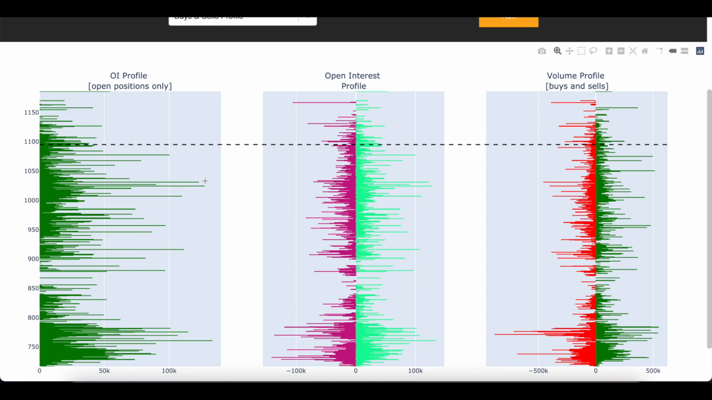It's going to be a little bit harder for price to go below this clump of open interest because we know that there are probably a lot of positions opening here. And when you have a lot of positions opening at any specific price, naturally it's a little bit tougher for price to just blast through that point.